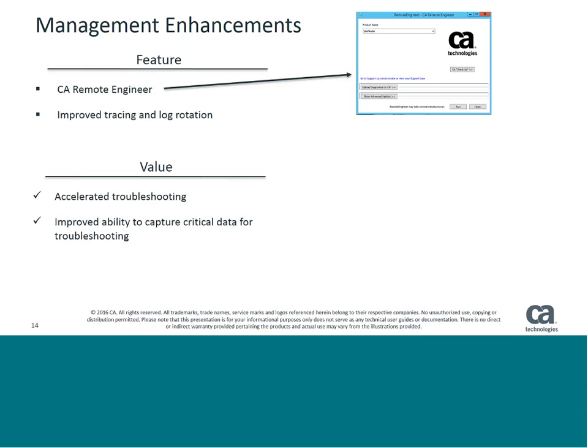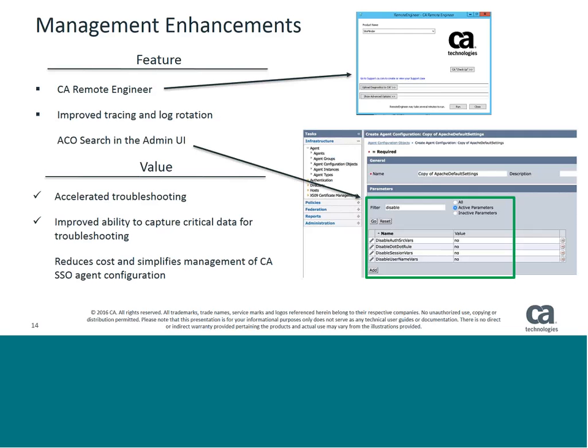There is also a set of improvements around tracing and log rotation that are part of 12.6, and again, the key value related to this is the improved ability to capture critical data for troubleshooting. In some instances, and for some use cases, the improvements here will also enable the capture of log information if a policy server were to crash. So there are some inherently important supportability capabilities that have been rolled into the 12.6 release around tracing and logging.